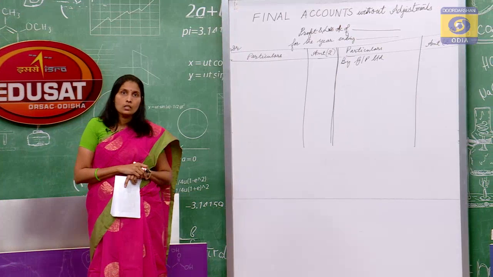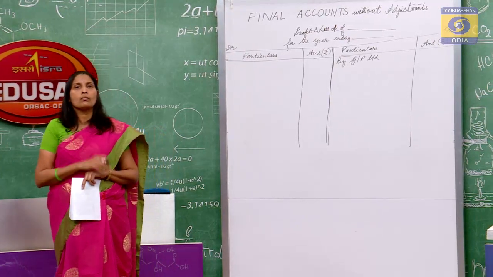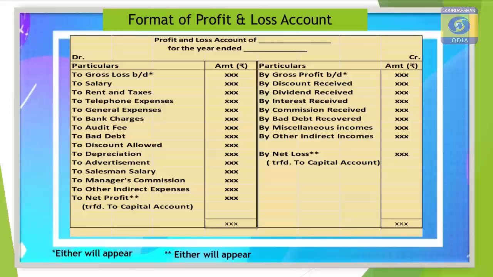Salary paid to the employees of the office or the warehouse will be on the debit side. Certain common examples of indirect expenses: to rents and taxes, if rent is paid; to telephone expenses, to general expenses, to bank charges, if the bank is debiting any charge to our account. Next we have audit fees. If a fee is paid to the chartered accountant, that is the audit fee, which is also an expense for the business. To discount allowed: if we have allowed any discount to our customers, that is an expense for us, so that will also be debited.